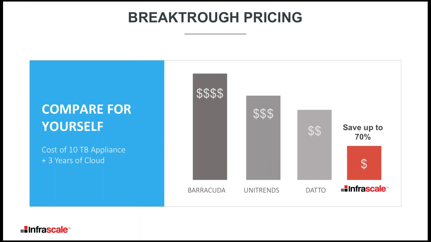So let's take a look at a competitive comparison on pricing and really look at the breakthrough pricing that infrascale offers. This is an apples-to-apples comparison: the cost of a 10 terabyte appliance and then 3 years of cloud. We compared Barracuda, Unitrends, Datto, and infrascale here. What we found is that with infrascale, you save up to 70% in comparison to some other competitors.